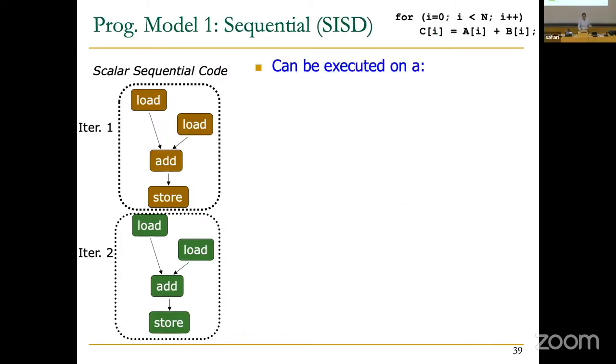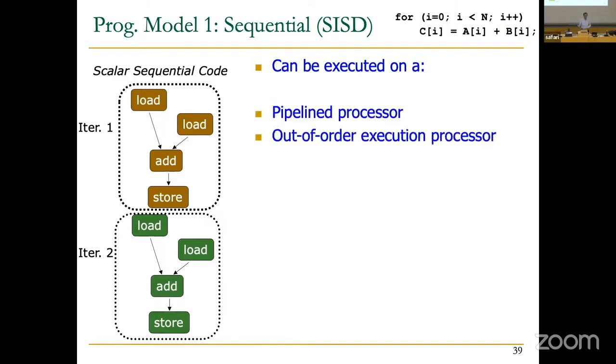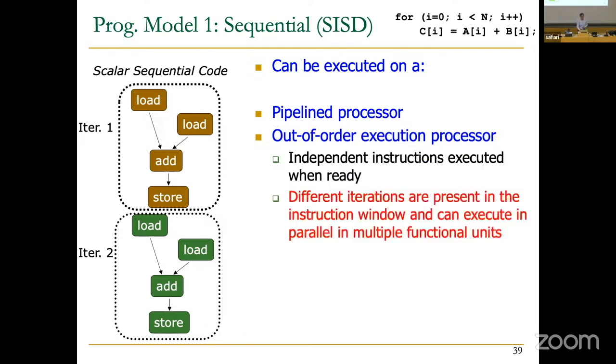This can be executed. Hopefully, you can write the code, sequential code, MIPS code, for example, for this. This can be executed in a pipeline processor, right? It exploits some instructional parallelism. We've seen that. This can be executed in an out-of-order execution processor. What an out-of-order execution processor does is it can find out that these two loads are independent, right? It can execute them together. It can also find out that this add is independent of anything else over here. It can execute that. So out-of-order execution, by looking down in the instruction window, can find all the independent operations, basically independent instructions that are executed when they're ready.